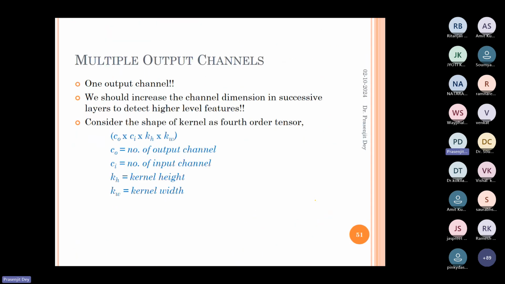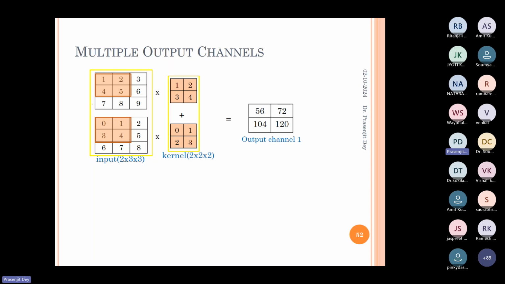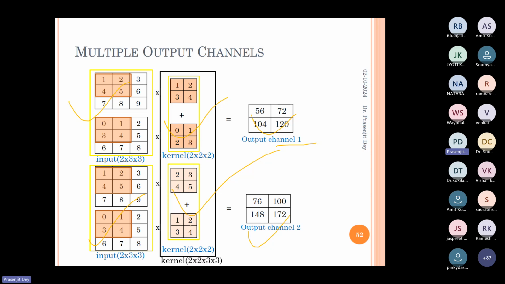In the next demonstration, I'm going to show it. So this was my input image. This is the kernel. This is the output channel 1. Similarly, I am applying another kernel on the same input image. I am getting output with respect to a different output channel. So obviously, in that case, the kernel is a 4-dimensional entity, where this is the number of output channels, this is the number of input channels, this is the height and width.